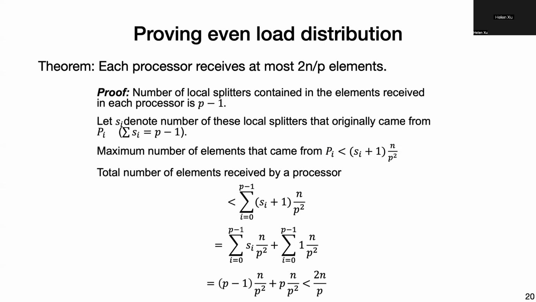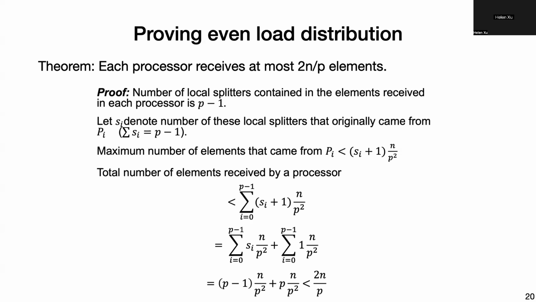And then we're trying to say how many splitters came from each processor. If you add them all up, there are only p minus 1 local splitters per processor. So how many of these local splitters came from that processor? Well, almost p minus 1. And then we can use that to bound how many elements came from that processor, because of the way that we chose the local splitters: every processor has n over p elements, and we chose p local splitters. So in your local processor, the number of elements between any two local splitters is n over p squared.